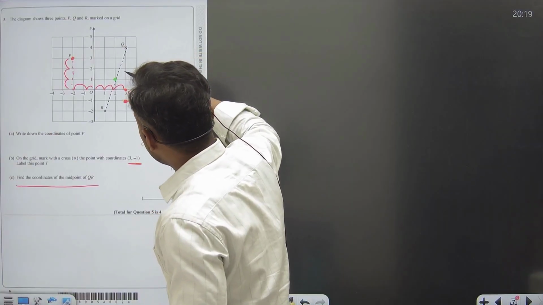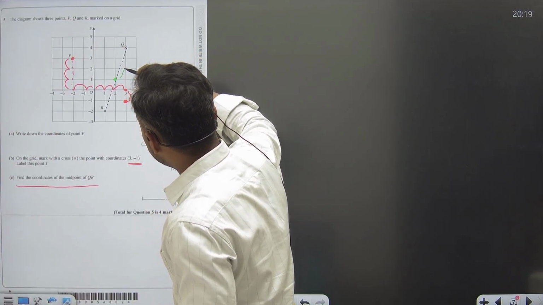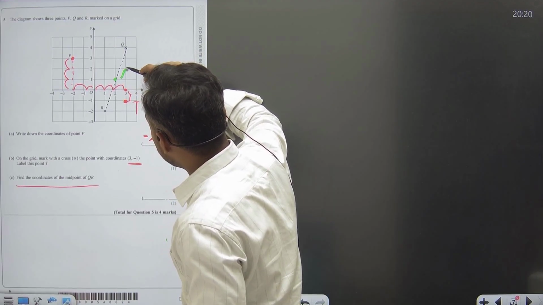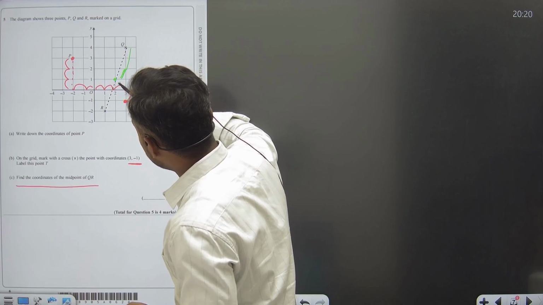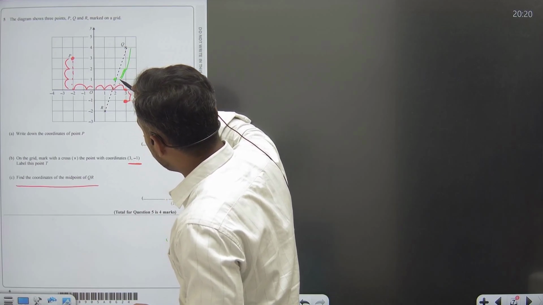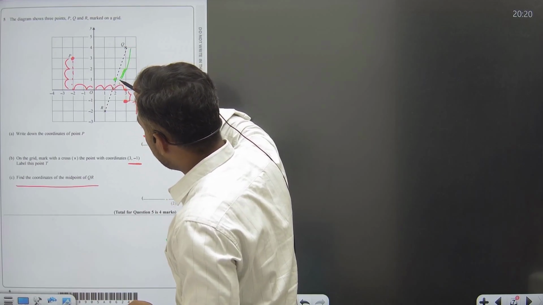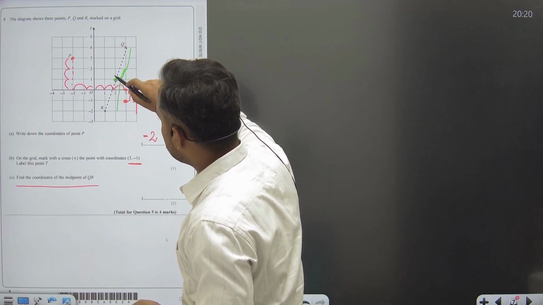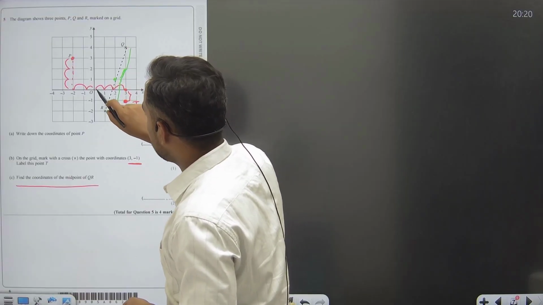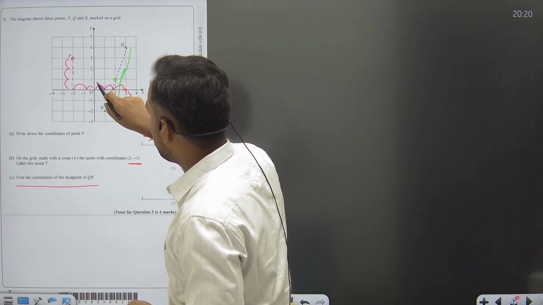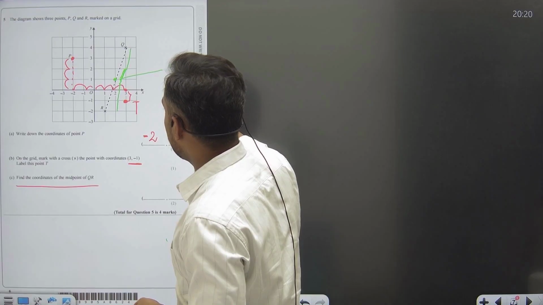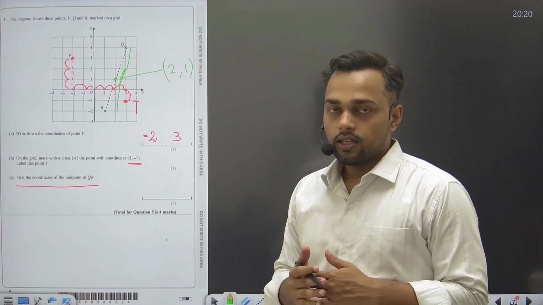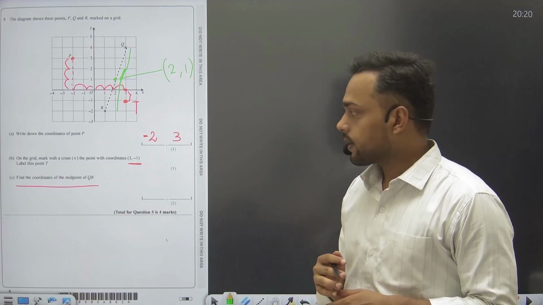You just need to see how many blocks are above this point. So it will be 1, 2 and 3. Similarly, how many blocks are above this point R? It will be 1, 2 and 3. So this is the middle point. If you mark this, you will see that it is at (2, 1). This point is (2, 1). This is the middle point. You just need to analyze where the midpoint is lying.